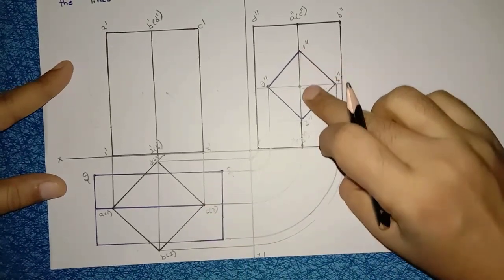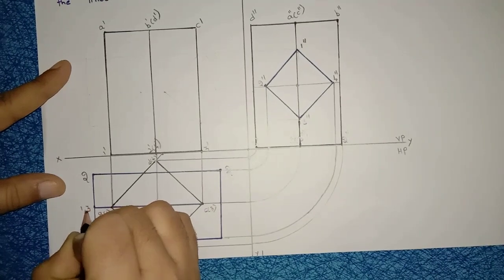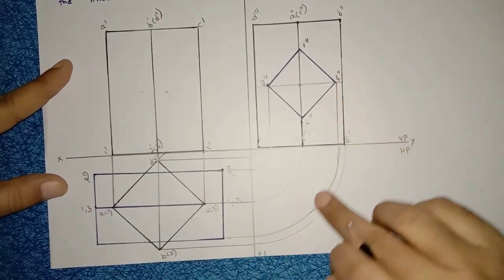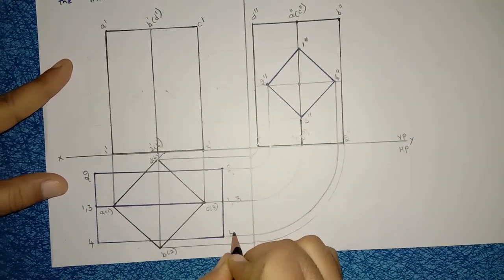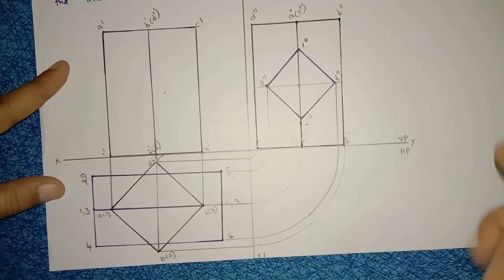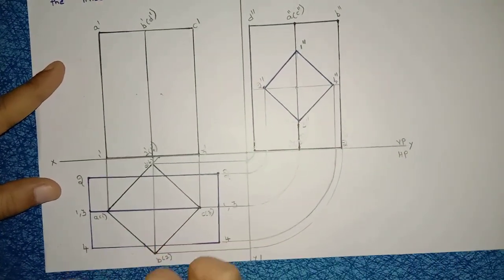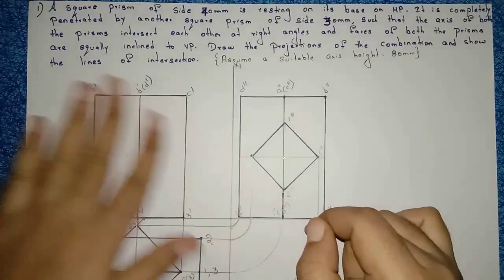We have extended 1'' and 3'', right? So write down 1, 3 here, and 1, 3 here. We have extended 4'', right? So here 4 and here also 4. So with the help of this square, we have constructed the axis height here. In a similar manner, now with the help of this square, construct the axis height here.